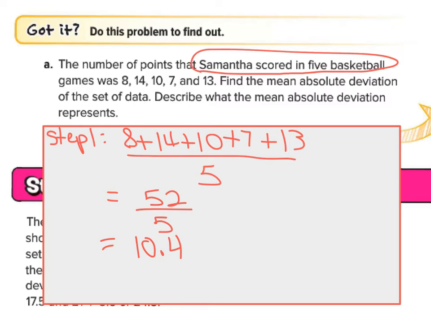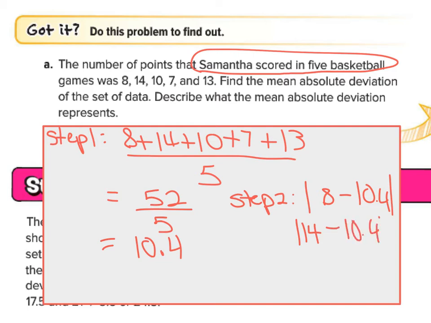Now we're going to use that average to find the mean absolute deviation. So for step 2, I'll do step 2 right here. We're going to find the absolute value or the absolute difference from each one. So from 8, you would do this. From 8, find the difference to 10.4. You would do the same thing for 14 to 10.4, and the same for 10. Find the difference to 10.4.